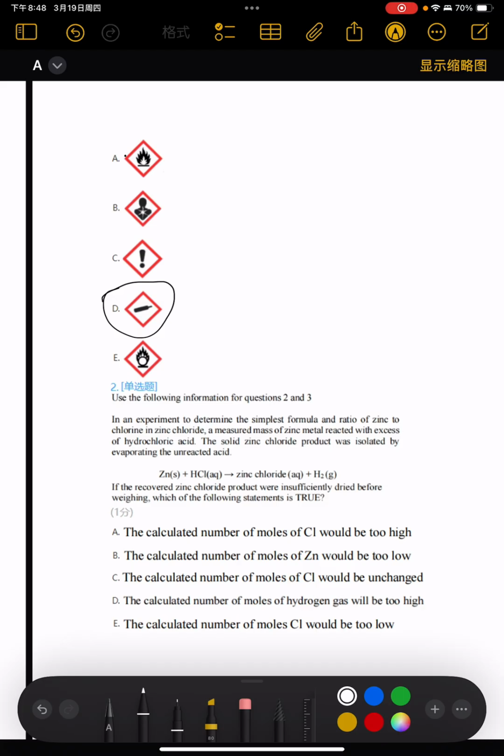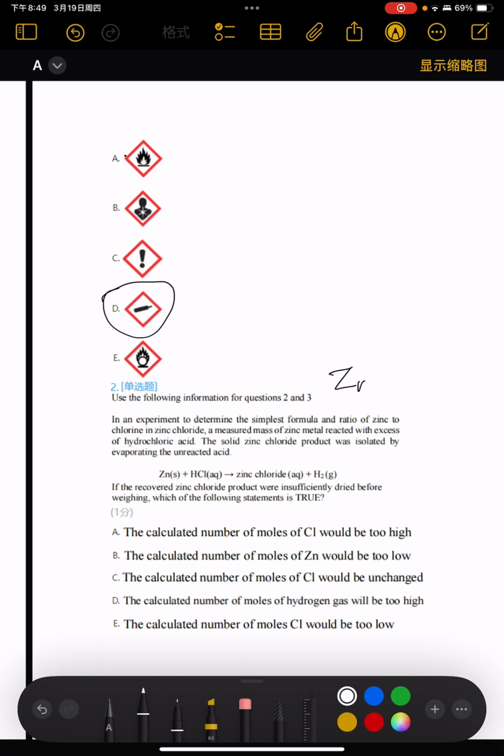Moving on to question two, we are given an equation over here. I won't talk about the problem much, you can read it right now. But it tells you that if the recovered zinc chloride product were insufficiently dried before weighing, which of the following statements is true?